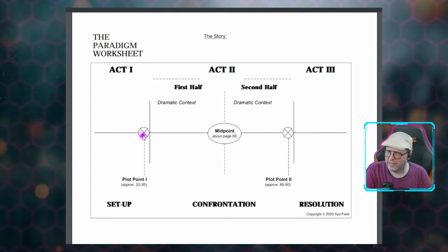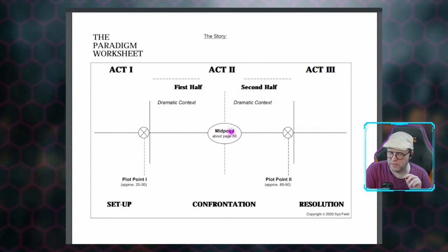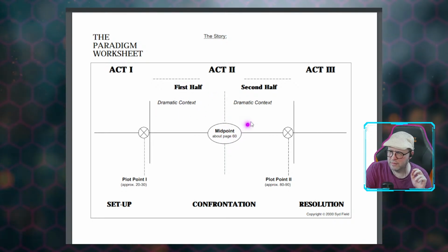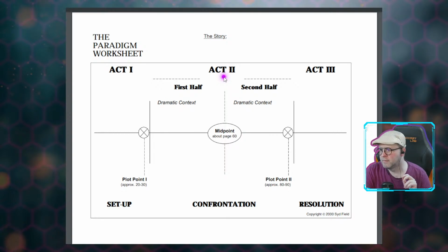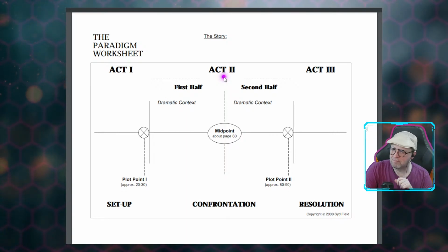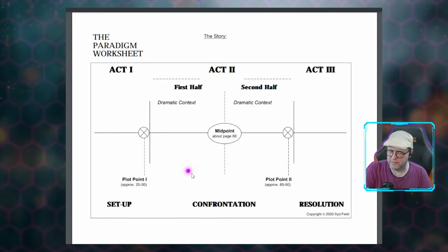Is your first plot point. This is kind of your first big plot change. And then Act 2, which in a different book, Sid divided into 2 halves. So if you read that first book, you may not see this midpoint thing. But first half, dramatic context, midpoint, then a second half. So 30 pages here, another 30 here, 60 pages total for Act 2. You have a midpoint, so you have your setup here, confrontation, and then Act 3 is your resolution.